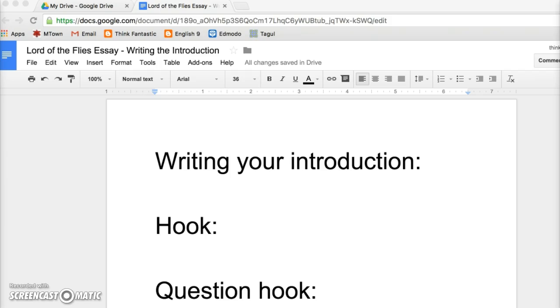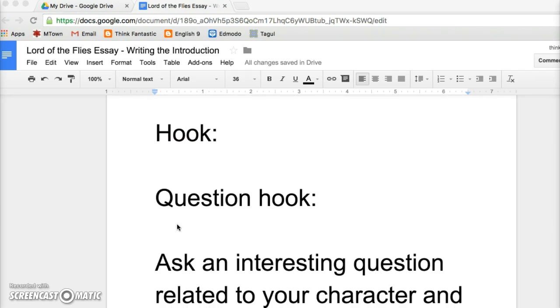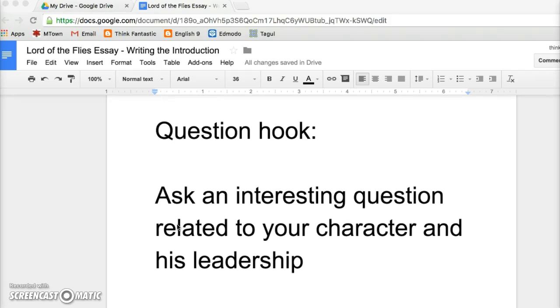So, to begin with, you are going to focus on your hook, and the main purpose of your hook is to get your reader interested in the topic that you'll be talking about. I'm going to give you three different hooks to try, and you can decide which one will fit your character the best. The first kind of hook is a question hook. And when you write a question hook, you want to ask an intriguing question, an interesting question that is related to your character and how he leads on the island.